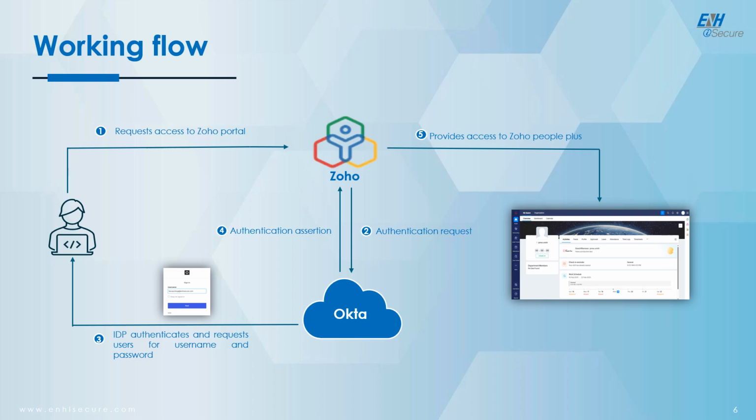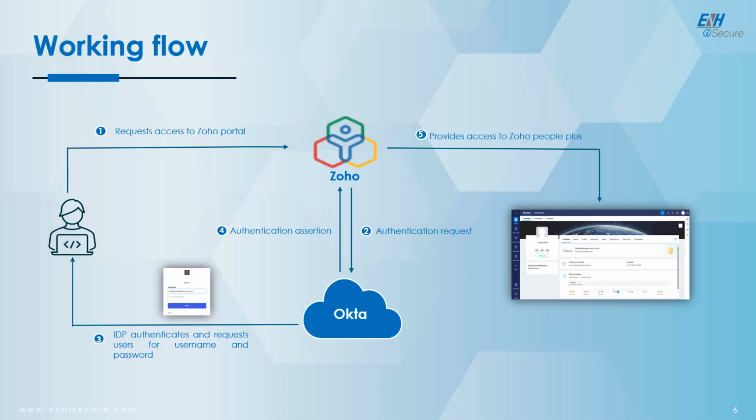Step 4. Okta sends authentication assertion to Zoho. After verifying Edward's credentials, Okta generates a SAML assertion. This assertion is like a digital ID card that confirms Edward's identity and role within the company. Okta sends this assertion back to Zoho, which then uses it to authenticate Edward.